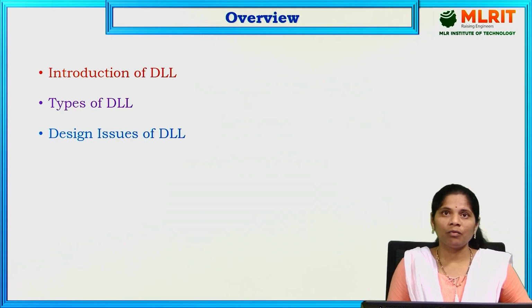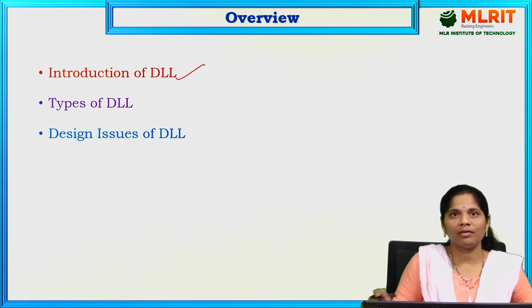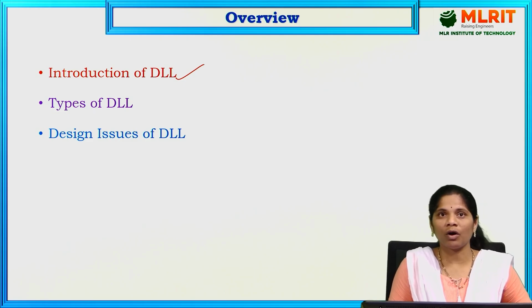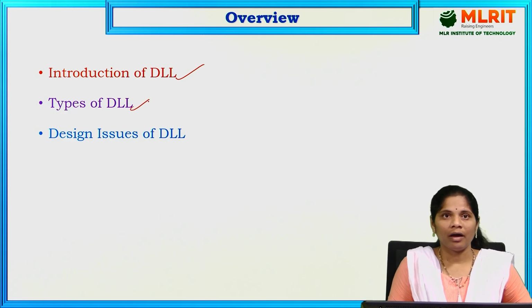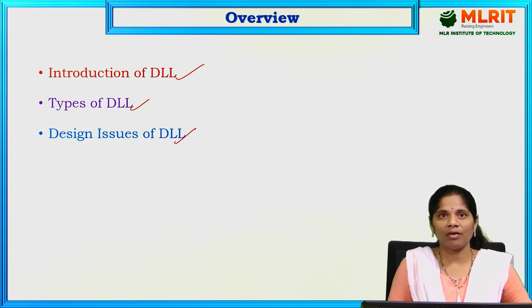Let us see the overview of today's session. First, we have to discuss the introduction to the data link layer. What exactly is the data link layer, where exactly we are using it, and how the data is transmitted through the data link layer. Those all we will discuss in today's topic. Next, what are the different types of the data link layer. And next, we discuss the design issues of the data link layer. These are all the topics we are going to discuss in today's session.